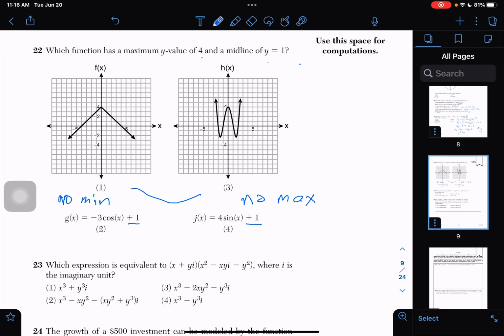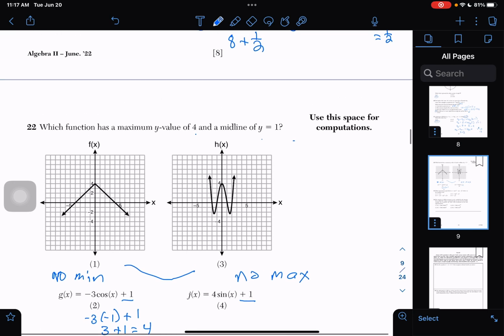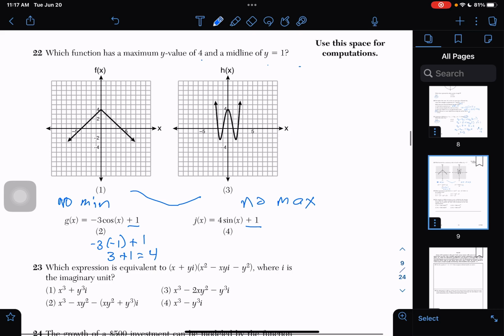This would be negative 3 times negative 1, cosine, plus 1. This becomes 3 plus 1, which is 4. Right, so we could stop. So we have a midline of 4. It's the first term times the highest point, because that's the amplitude. So this one is number 2.